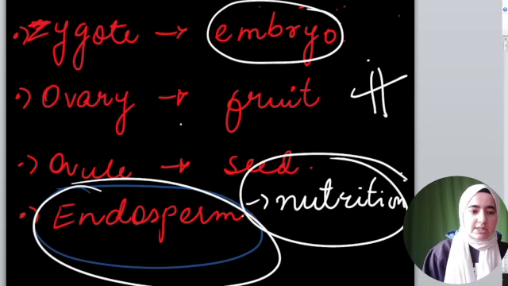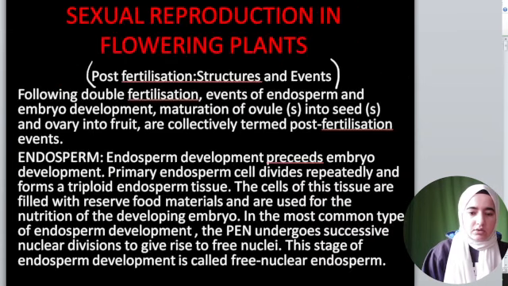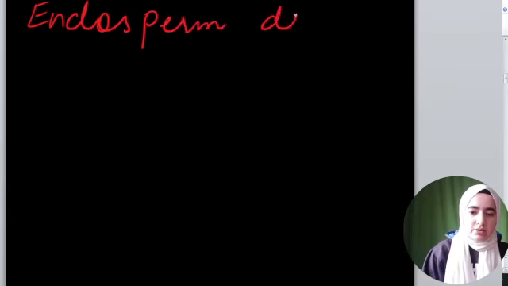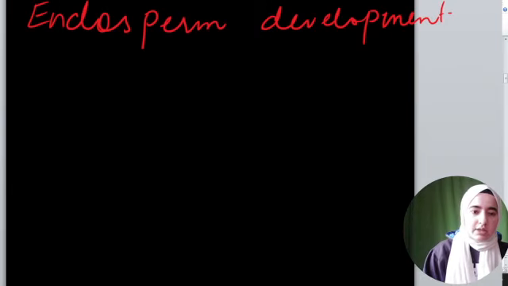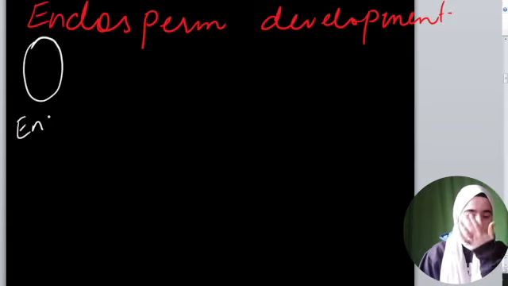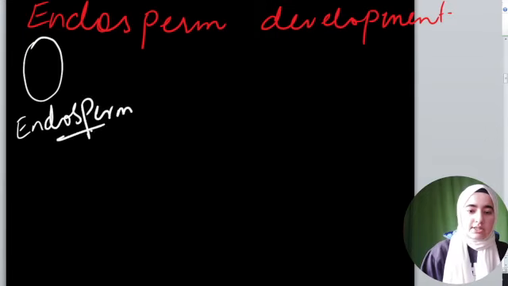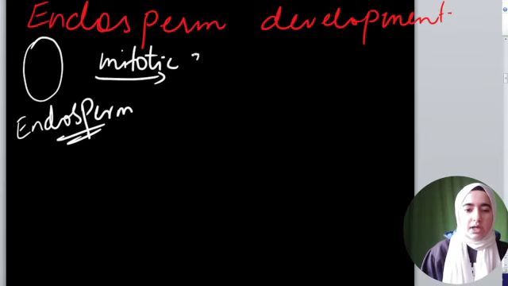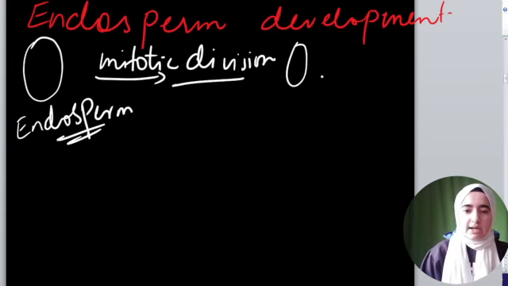Now we will see how endosperm development will take place. Say for example, this is our endosperm. What will happen to this endosperm? It will undergo rapid mitotic divisions in order to increase in number. It will undergo mitotic division, that is equational division, repeatedly.